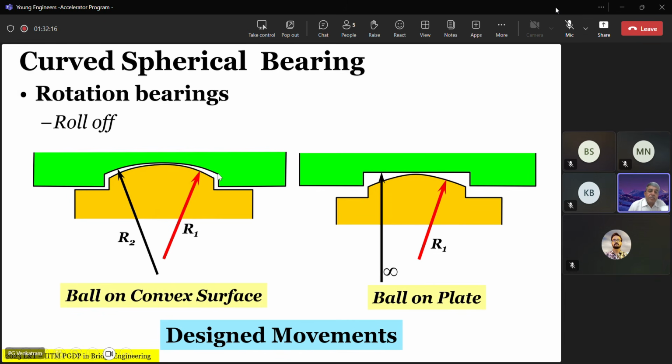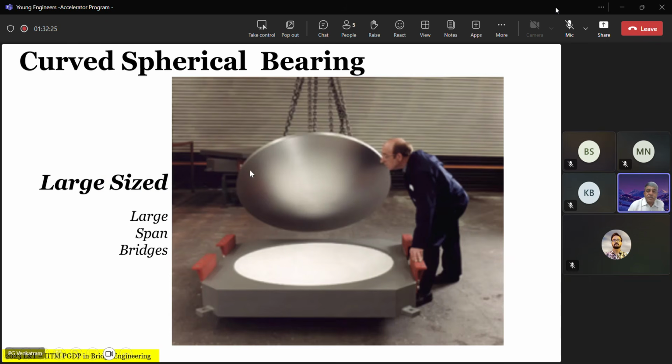So the most common one is convex on convex, which is what most of the spherical bearings that we see in the world are. Okay, it's a good example of a disassembled curved spherical bearing in which you can see the bottom concave surface, the PTFE lining, and then they are lowering the top convex surface.